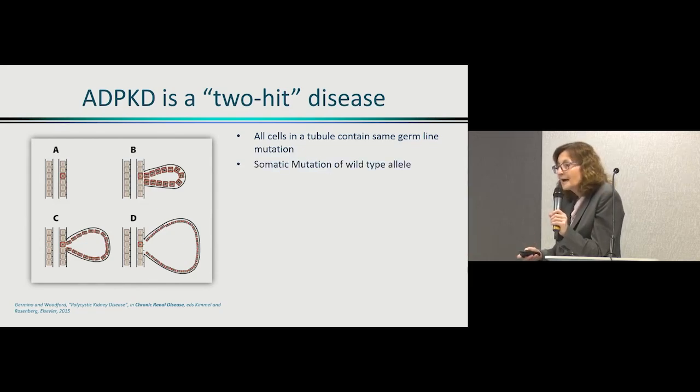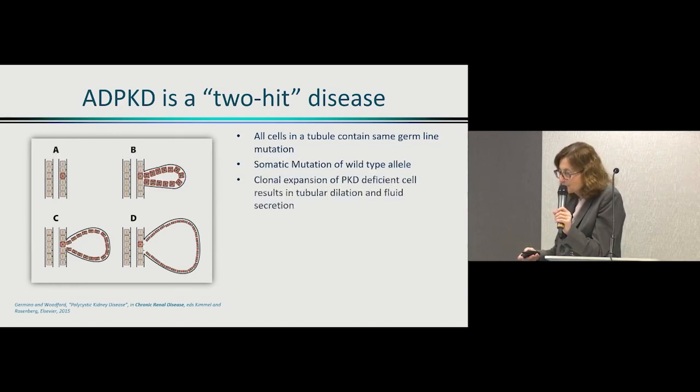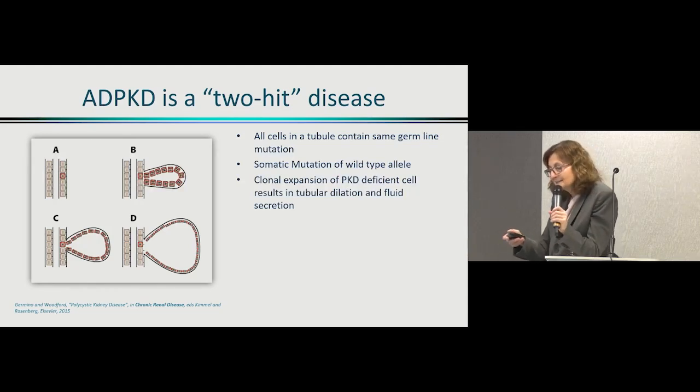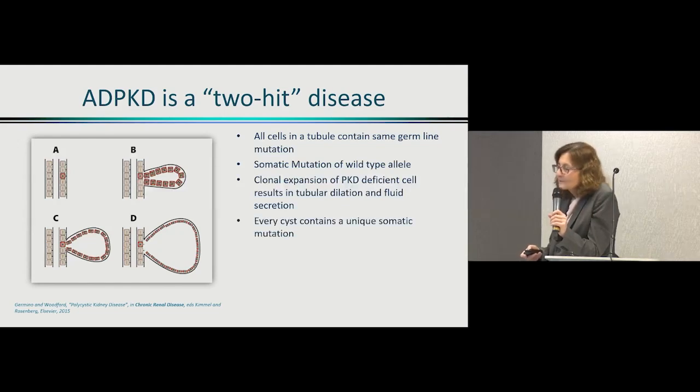But what we know happens as a result of all of that genetic analysis we did is that you have a somatic mutation of the wild type allele. So that's the gene that you inherited from your unaffected parent. And this happens randomly. Once you do get that, you wind up with a cell that has no normal PKD gene in it, and you have clonal expansion of that PKD deficient cell, which then over time results in tubular dilatation and fluid secretion, leading to a cyst.